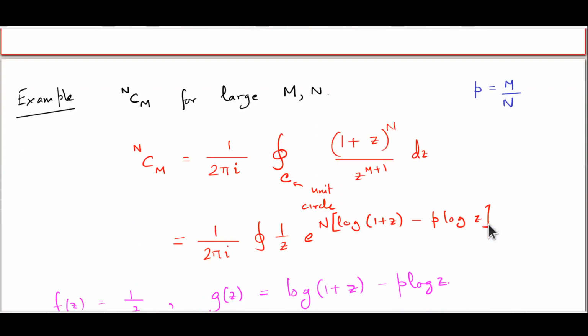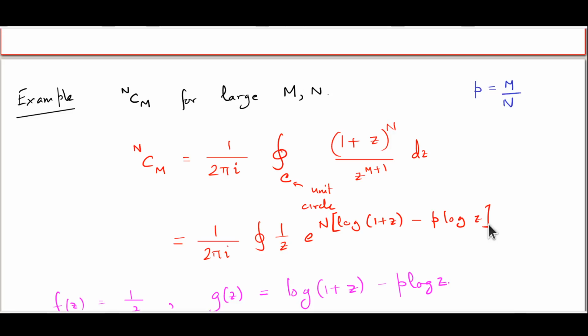This example is again something which should be familiar to all of you. This is nothing but the binomial coefficient NCM. What we want is an expression that will give me an asymptotic form for this for large values of m and n. And just to simplify the notation, we are using this notation that the m by n ratio, which is of course a number between 0 and 1, is p. Since m and n are both large, p is a number of the order 1, but of course less than 1. Now, NCM, as we all know, is a coefficient of z to the m in the expansion of 1 plus z to the n.